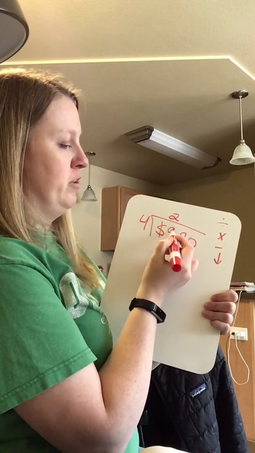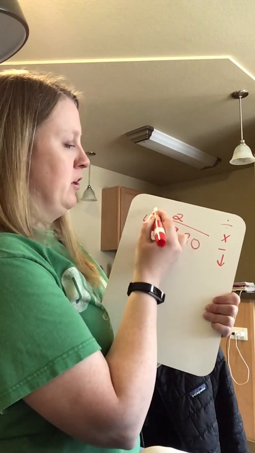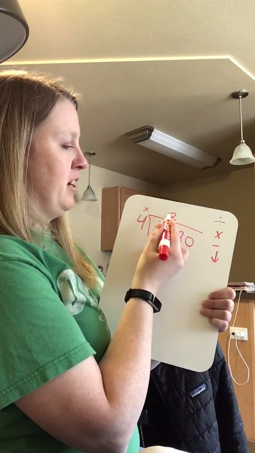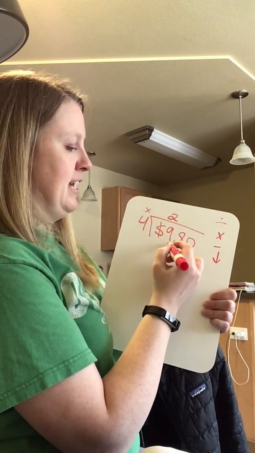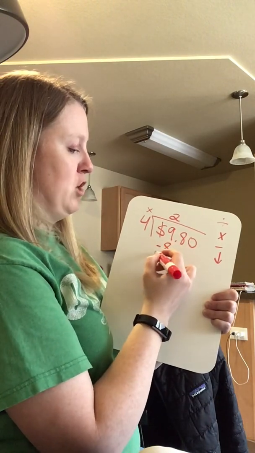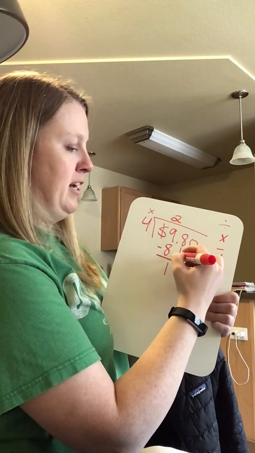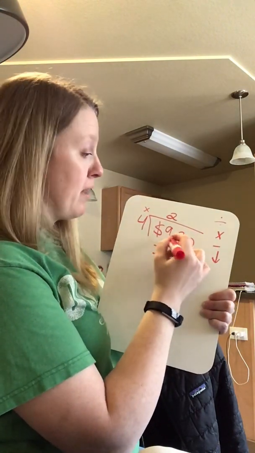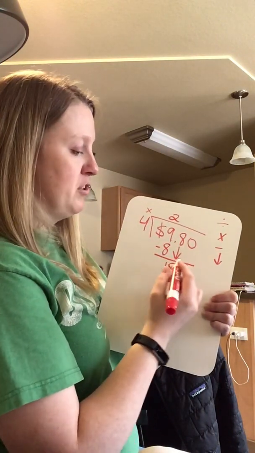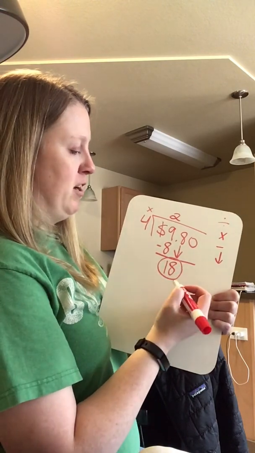Notice I'm putting that 2 above the 9. Okay, what is 4 times 2? That's 8. Subtract, just like we always have. 9 minus 8 is 1. Bring down the next digit. Don't worry about the decimal point. Just do it like you always do it. Start over with a new number.